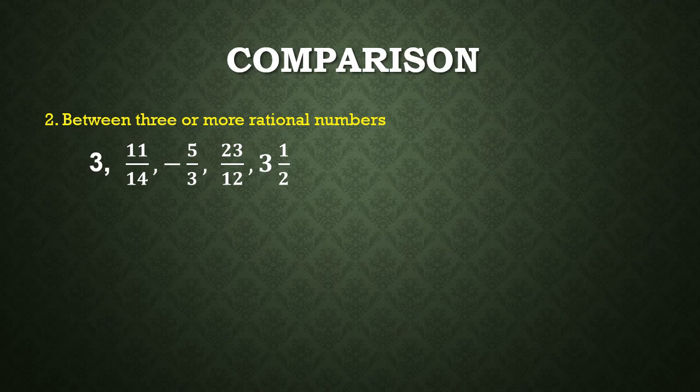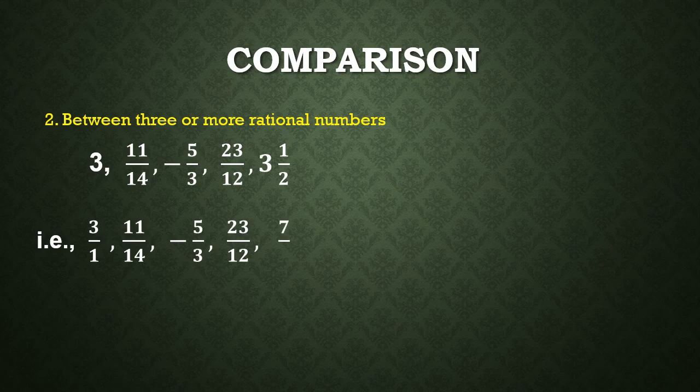The first step is to write them in standard form, P by Q, where P and Q are integers. Also, Q is not equal to 0. So 3 can be written 3 by 1. 11 by 14 is already in standard form. Minus of 5 by 3 is written same, but we shall consider the negative sign for the numerator 5, right? 23 by 12 stays same. The mixed fraction 3 and a half becomes 3 into 2 plus 1 equals 7 by 2.